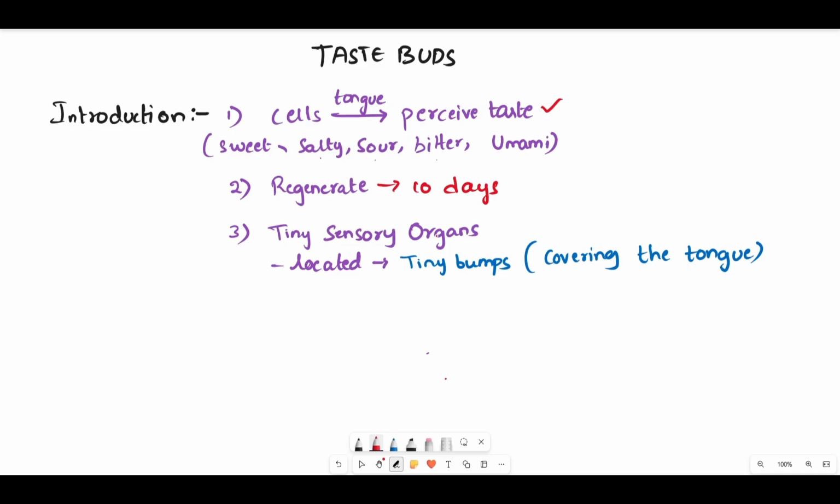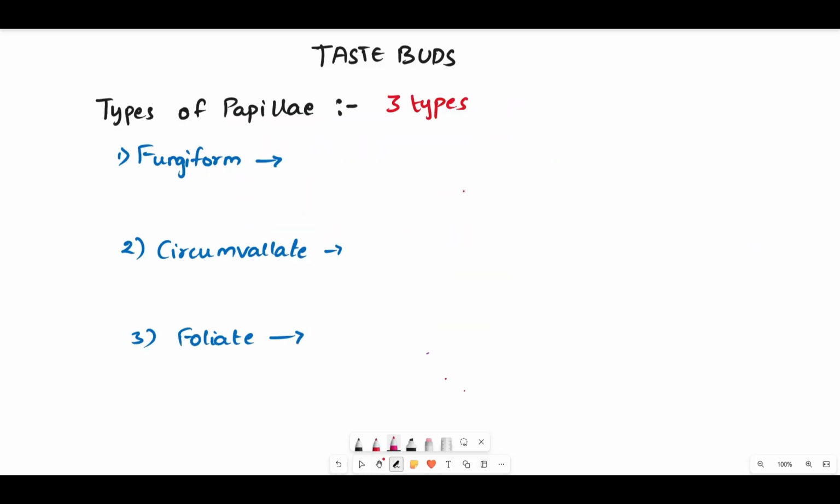Taste buds are tiny sensory organs located inside the tiny bumps covering the tongue. These tiny bumps we call papillae. Coming to the next part, the types of papillae. There are three different types of papillae: fungiform papillae, circumvallate papillae, and foliate papillae.